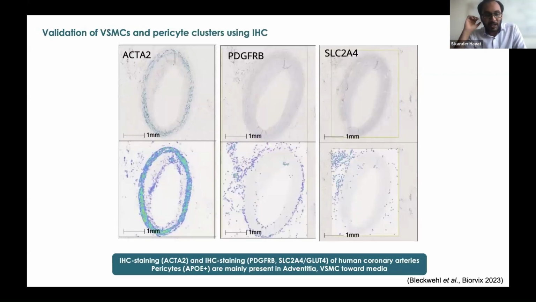All right. So just to give you an idea, after we had done all of this computational analysis, we did a bit of experimental validation. So these are immunohistochemistry slides. We stained for markers for pericytes and VSMCs, shown on the top. And then we could basically show that the VSMCs and pericytes were located differently: VSMCs more towards the media, and pericytes were more present, so the ApoE positive pericytes are mainly present towards the adventitia.